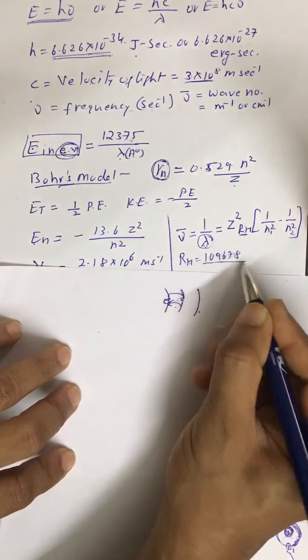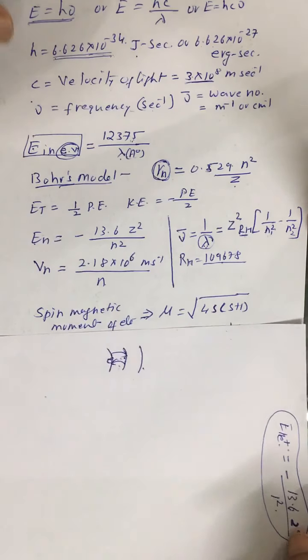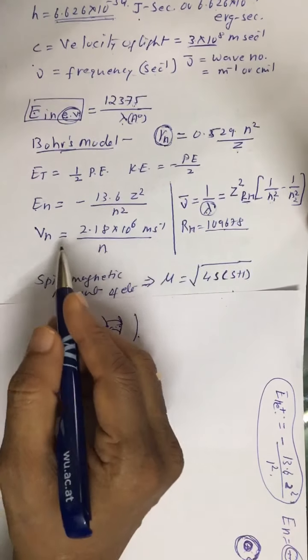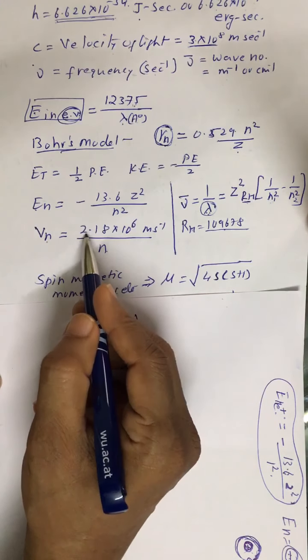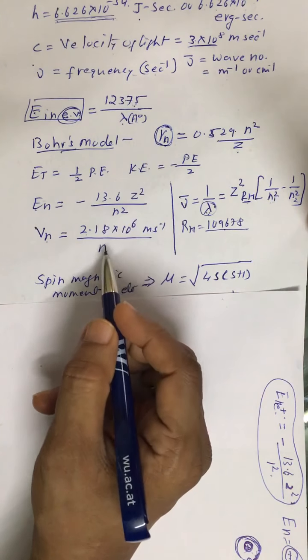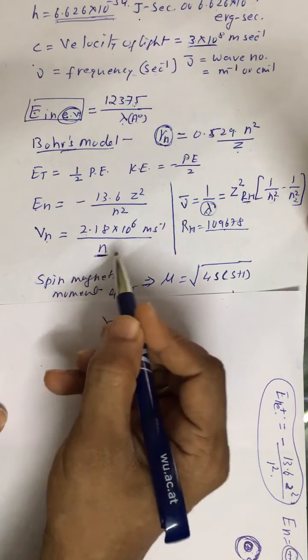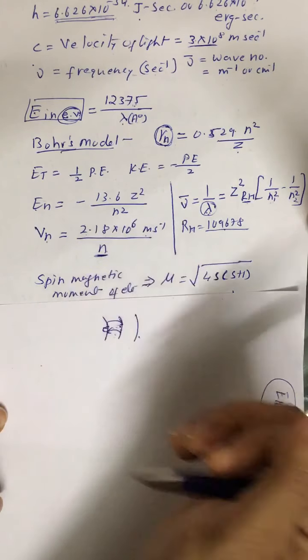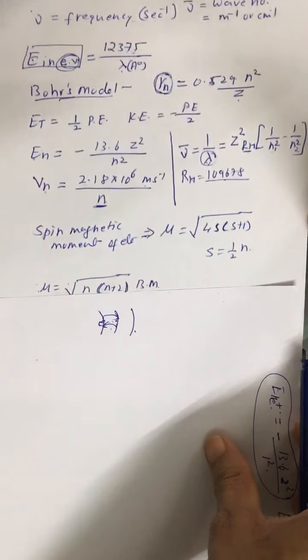Its value is 109678, Rydberg constant. And if you want to calculate the velocity of an electron present in the nth shell, you can use this relation, 2.18 into 10 to the power 6 upon n. n is the shell number, meter per second. This is velocity. You can calculate velocity using this formula.